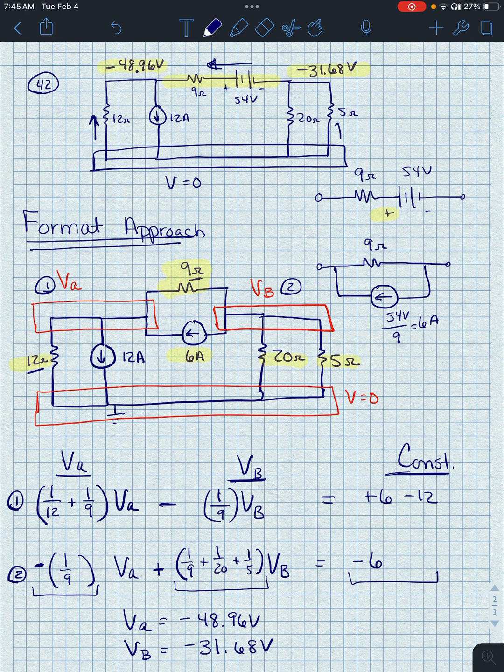Same thing with your 5 ohms and your 20. So you'll see these two going in and this current leaving the VB node, and then 12 amps this way, and then, of course, through the 12. So when you do your calculations at the end, figuring out what your currents are, you should see all of those directions line up for you as well. Hopefully that helps. And this problem right here is very much like your number 43. So hopefully that'll help you with setting up the equations for 43 as well.